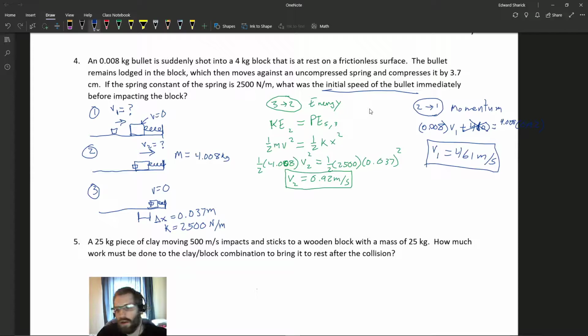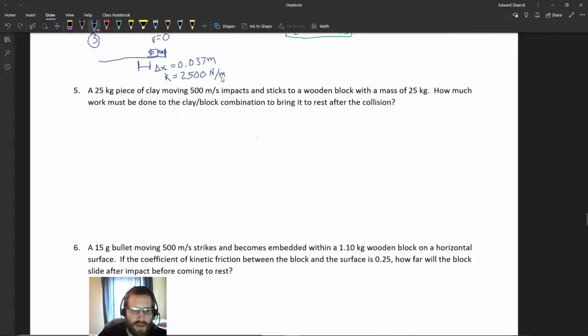All right, and again, that's the way to solve these problems. Draw your three phases and then figure out, do I have to go from 1 to 2 to 3, or do I have to go from 3 to 2 to 1? When I go from 1 to 2, am I using momentum or conservation of energy? When I go from 2 to 3, am I using conservation of momentum or conservation of energy? Once you can answer all those questions, you know how to set it up, and then it's just the algebra. All right, so a couple more examples.